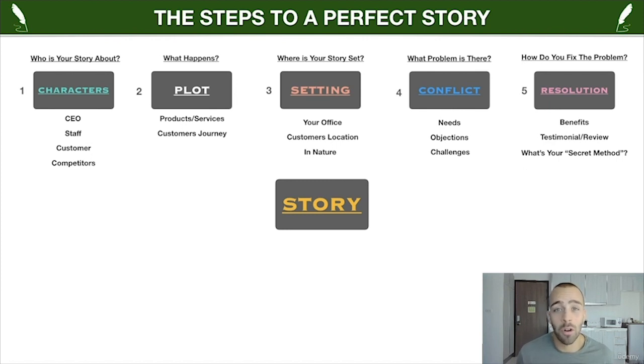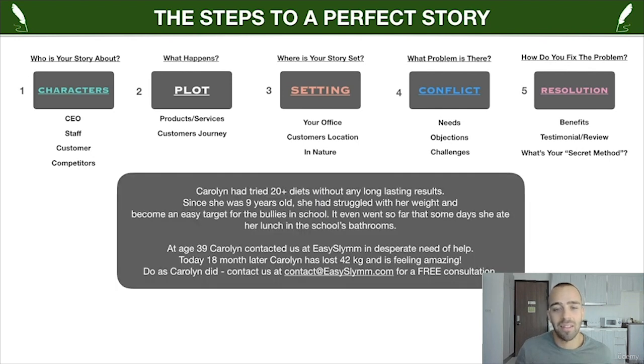So let's paint out the picture here. We're having a story and it looks something like this. All right, so let me read this out loud. Now, Caroline had tried 20 plus diets without any long-lasting results. Since she was 9 years old, she had struggled with her weight and become an easy target for bullies in school. It even went so far that some days she ate her lunch in the school's bathrooms.